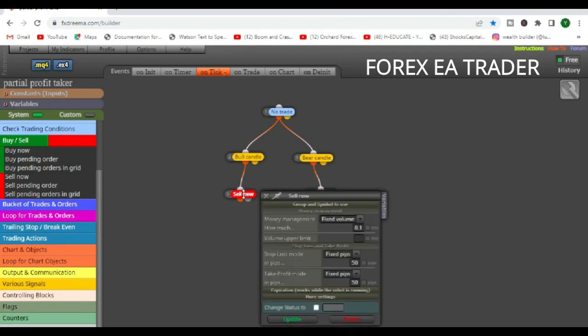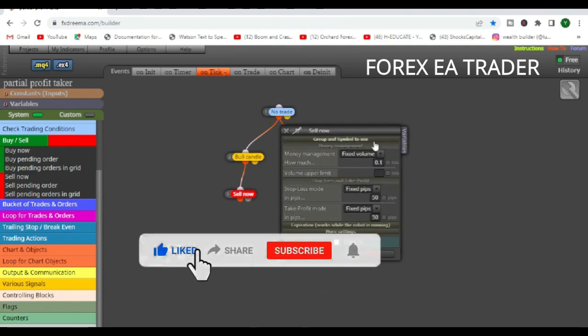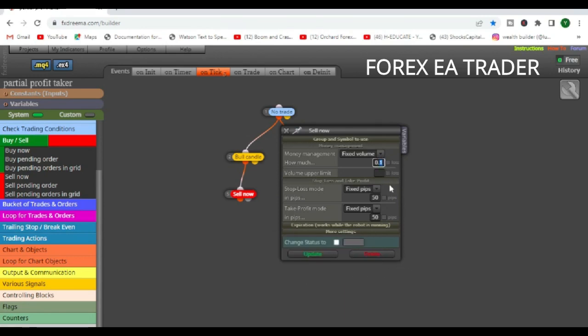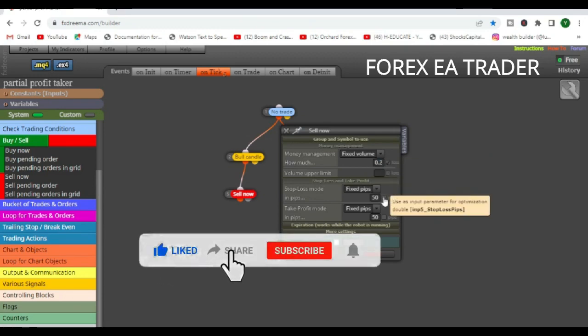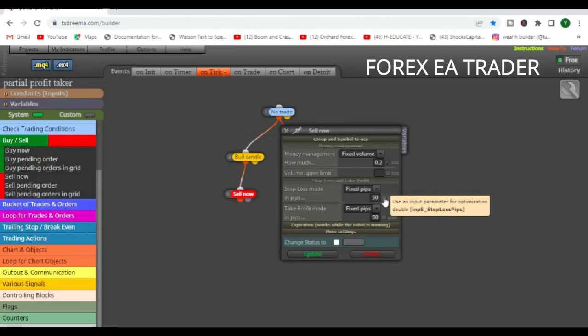Then we are going to double click and go in there and tell it by how much. We already know, I think for Boom 1000, the minimum lot sizing is 0.2. Again, you can check that so that you can change it on the MetaTrader 5 side, or MetaTrader 4 side, but MetaTrader 5 side if you are using MetaTrader 5. So I'm just showing you how to do this using Fxdreema.